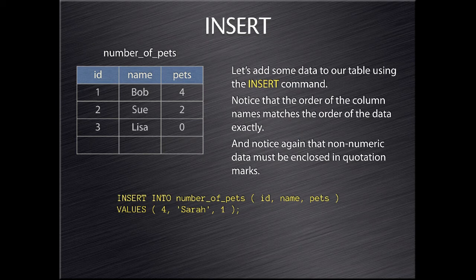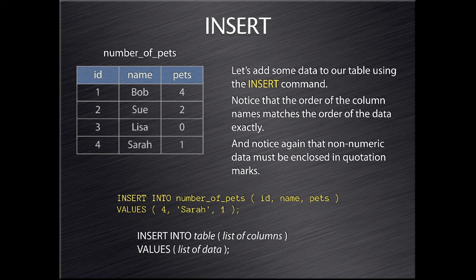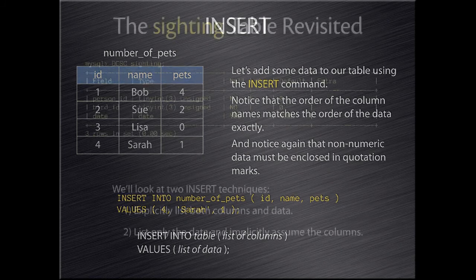I want to insert into the number of pets these columns: the columns ID, name, and pets. And into those columns, I would like to insert the following values: 4, Sarah, and 1. The insert statement then has this repetitive structure. It's always going to be insert into table, columns, values, and then the data. That's the structure that you're going to see over and over again. And that's what it looks like when the data gets inserted. We have that new row with those values.